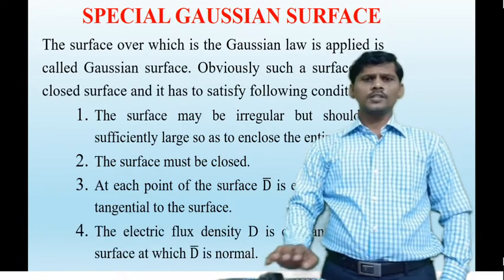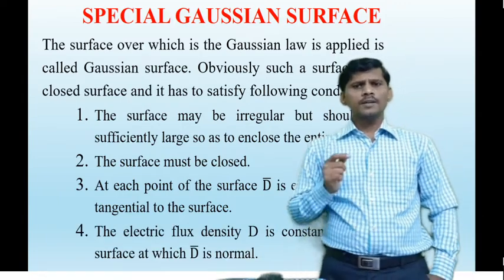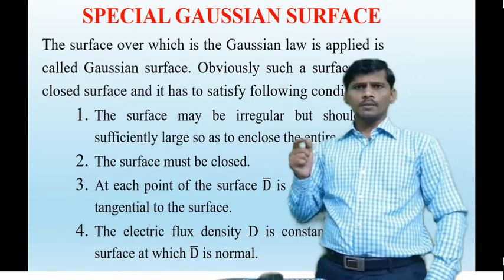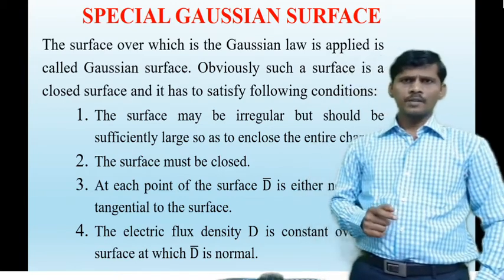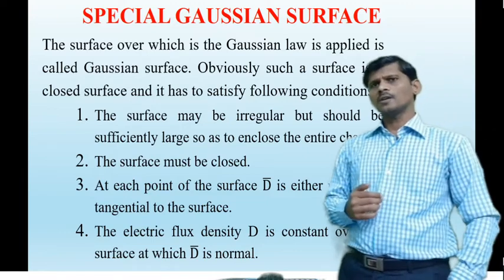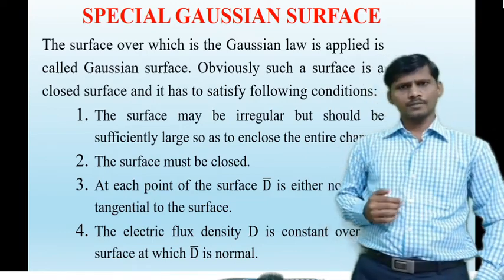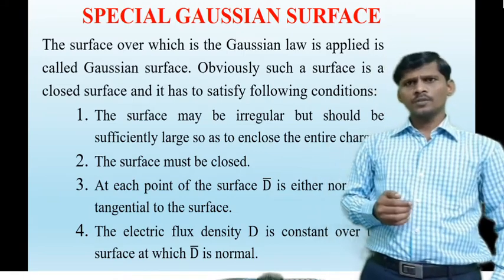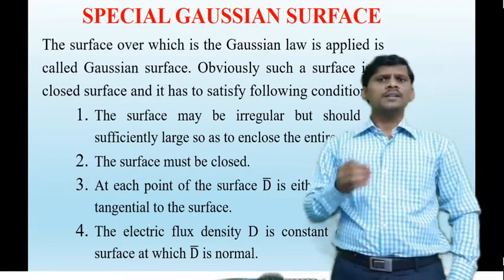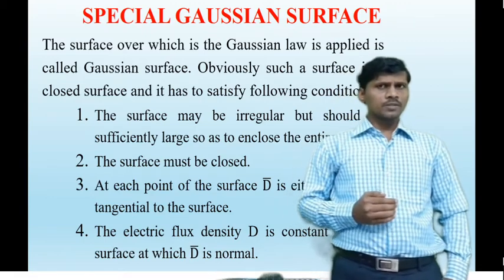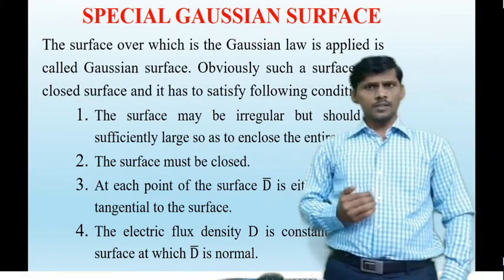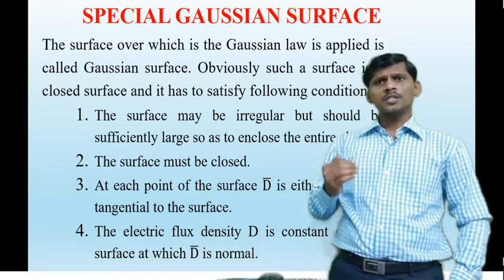And fourth condition is the electric flux density is constant over the surface at which D bar is normal. So these are the properties of special Gaussian surface. To determine the electric flux density on the surface, we must consider the Gaussian surface. So the shape of the Gaussian surface must be closed.